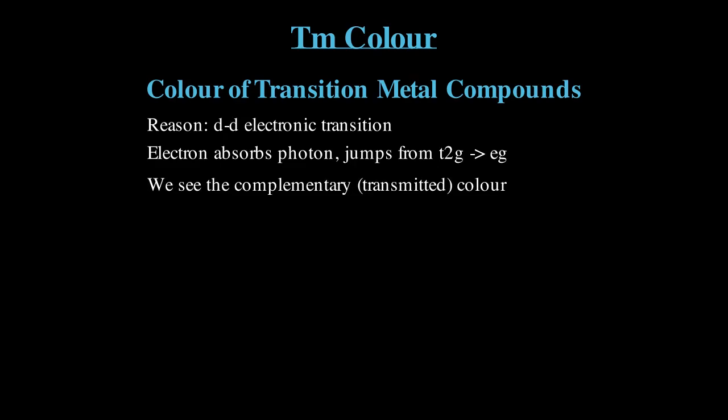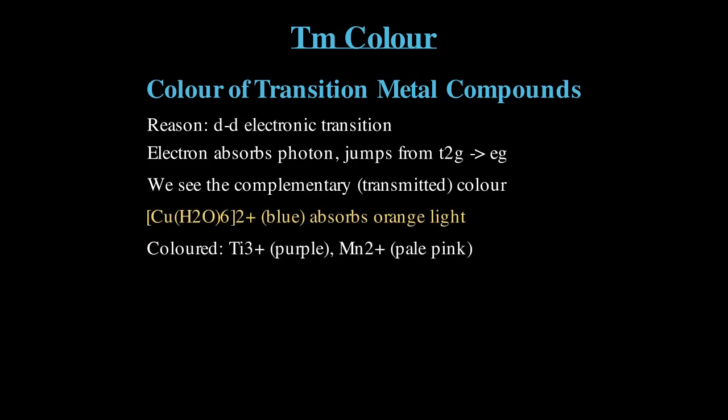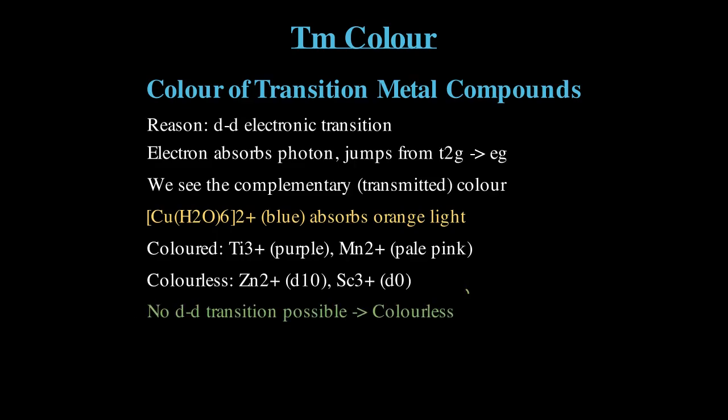For example, hydrated copper-2+ ions absorb orange light, making the solution appear blue. Other colorful examples are titanium-3+, which is purple, and manganese-2+, which is pale pink. However, some are colorless. Zinc-2+ has a full d10 configuration, while scandium-3+ has an empty d0 configuration. In both these cases, a d-d transition is impossible, so they don't absorb visible light and appear colorless.